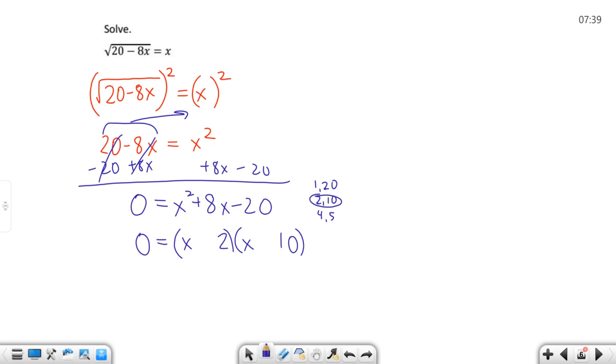And I say bigger because they're different. So the bigger number gets the plus. Which one's bigger, 2 or 10? 10's bigger, it gets a plus, 2 gets a minus. Okay? 2 gets a minus, because they're different. So now I have it factored. x minus 2 equals 0, x plus 10 equals 0.